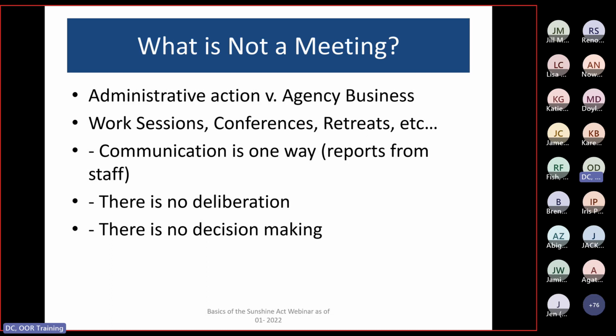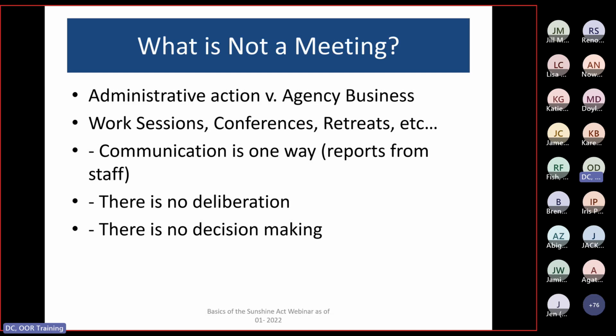These are good ones. All right, so with a work session, communication is one way. There's no deliberation, because remember, the board members cannot discuss the merits of the presentations amongst themselves. And there's no decision making. No one is taking a vote. Now, I do want to caution you.